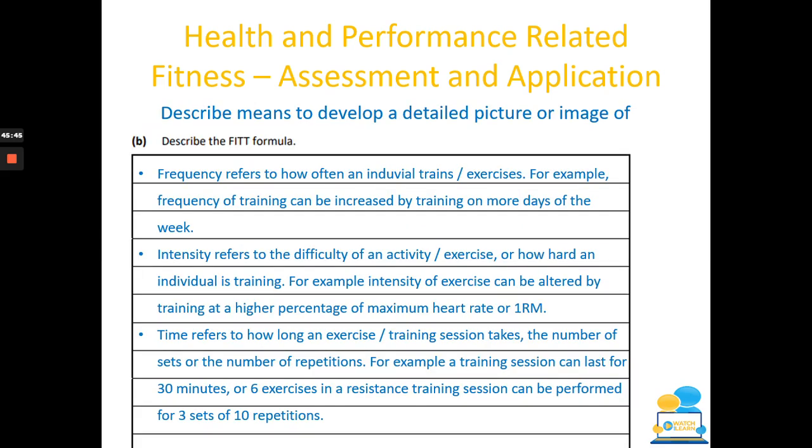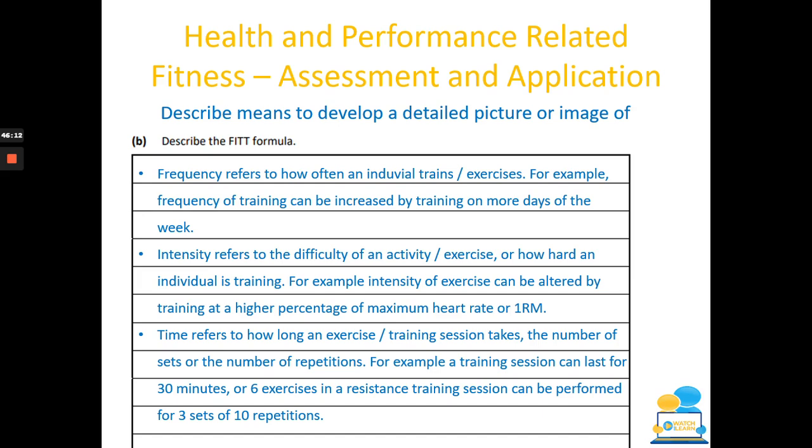Our next question is to describe the FIT formula, as we alluded to earlier. So FIT stands for frequency, intensity, time, and type. Frequency refers to how often an individual trains or exercises. So for example, frequency of training can be increased by training on more days of the week. So again, maybe we start off training cardiorespiratory endurance once, and maybe we increase it to 2 or 3 times a week. Intensity refers to the difficulty.